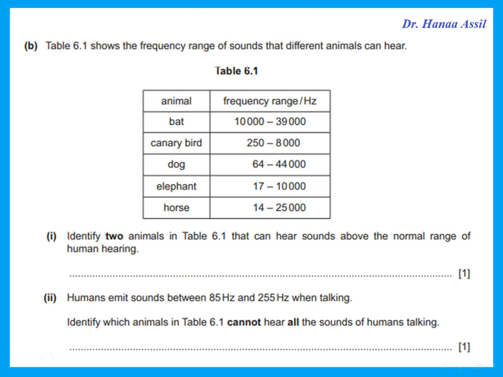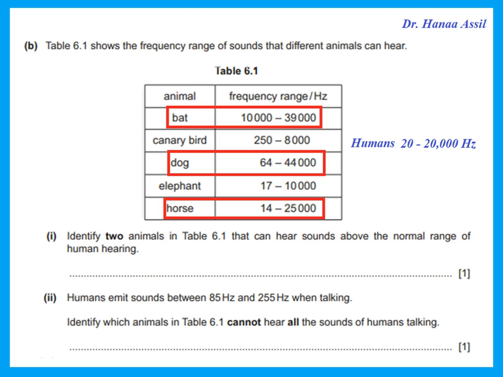Table 6.1 shows the frequency range of sounds that different animals can hear. Identify two animals that can hear sounds above the normal range of human hearing. What is the normal range of human hearing? Remember, humans will hear anything between 20 and 20,000 hertz. He's asking which two animals can hear above 20,000 hertz. So which of these can hear above 20,000 hertz? We have the bat, the dog, the horse. He wants two of them. Any two of them is correct.